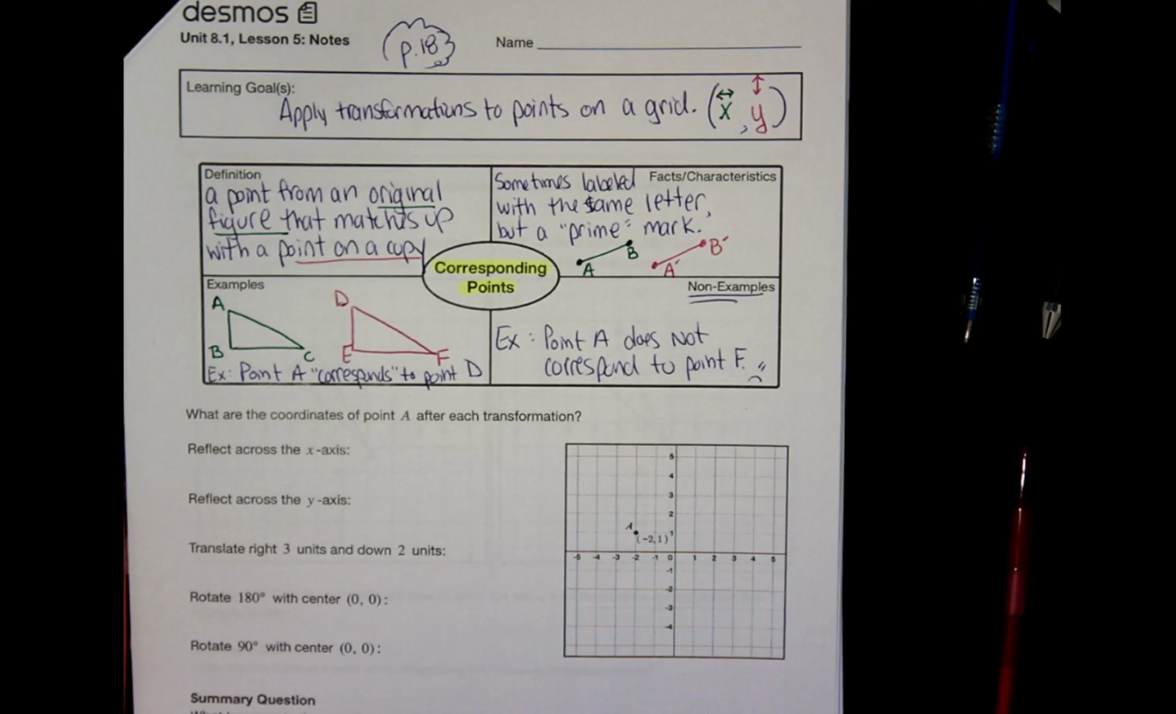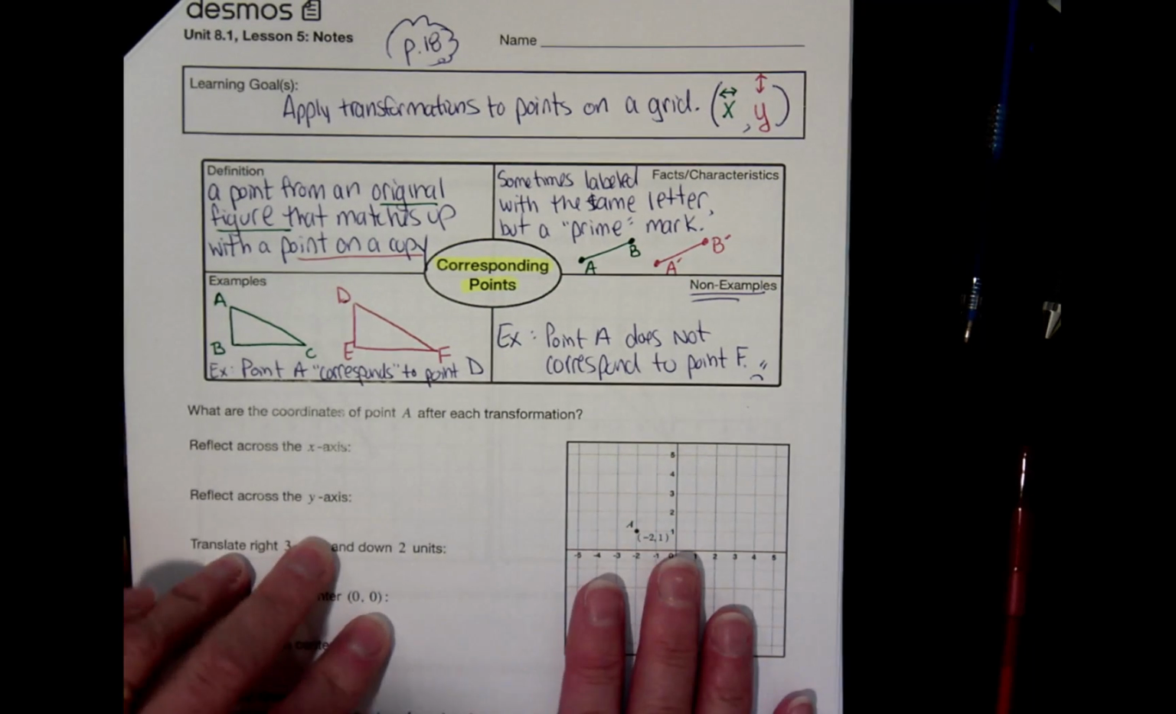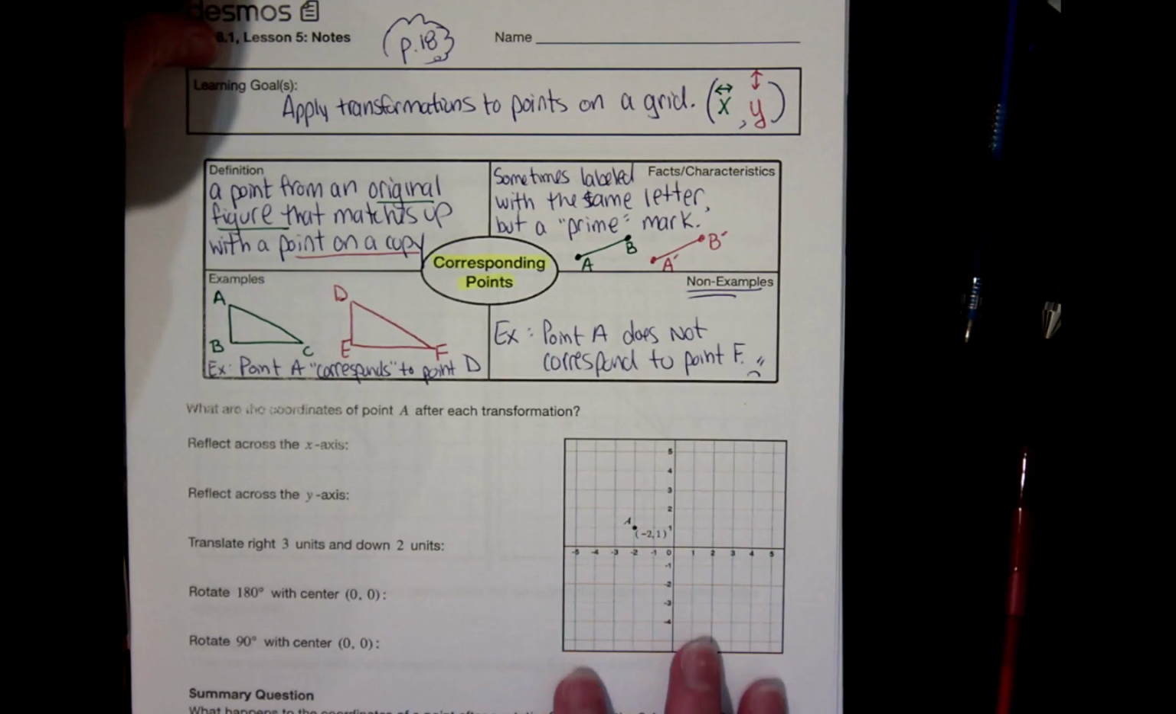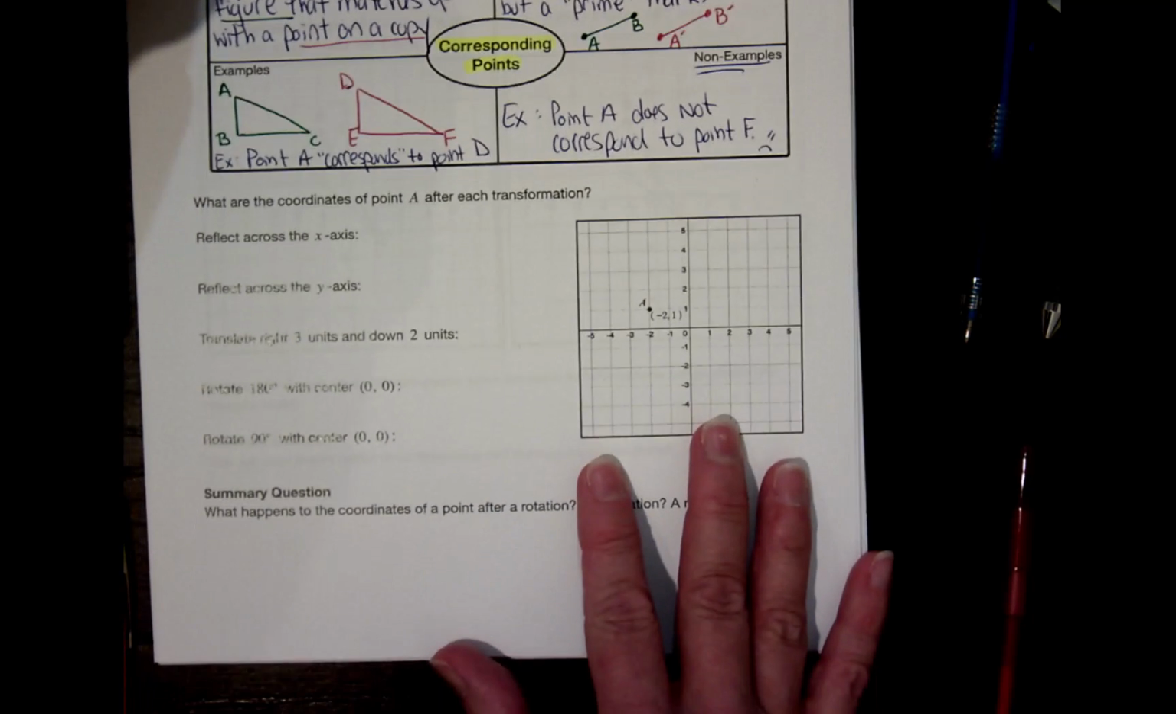All right. So this is where it gets a little tricky. We're going to be applying transformation to points on a grid. I'm going to zoom in a little bit. Let me come down here.